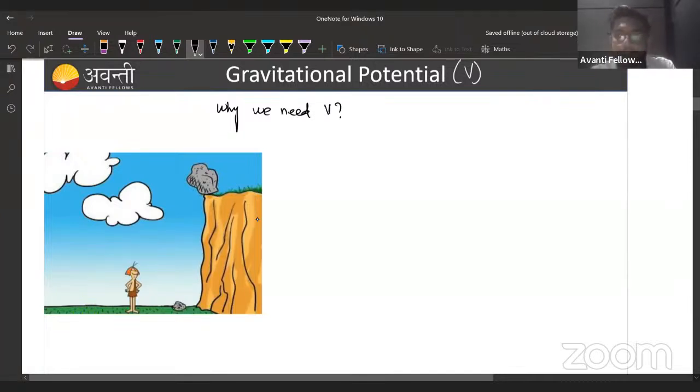Why do we need V? Now we are going to see how to calculate V, right? That's the most basic question. Okay, we finally got what V is. Now we are going to see how to calculate V.